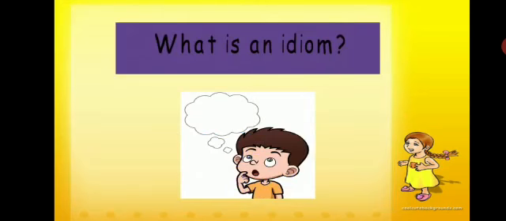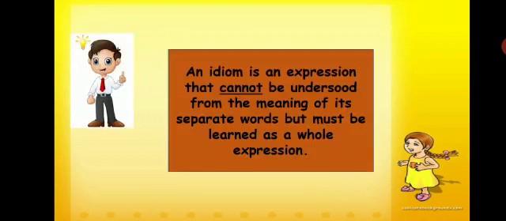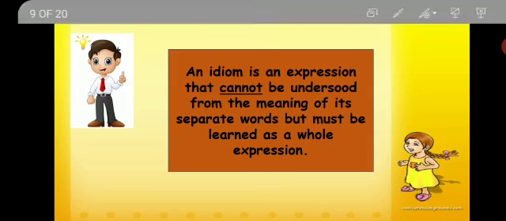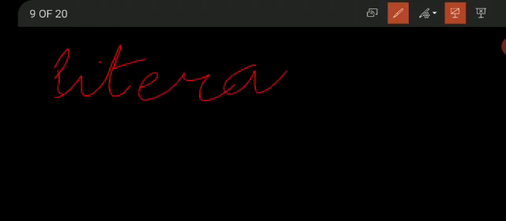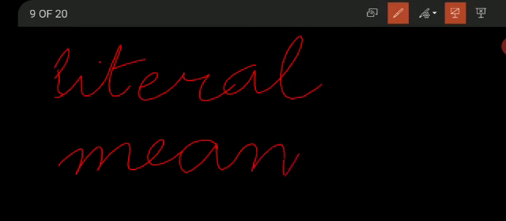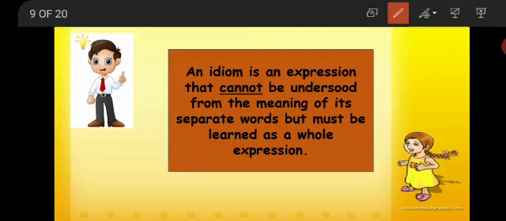Okay, students, what is an idiom? Can anybody guess? Okay. An idiom is an expression that cannot be understood from the meaning of its separate words. It means that it can't be understood from its literal meaning. This type of figure of language contains another meaning. So whenever it is used in a sentence, the words are not showing the literal meaning as separate words. They are considered as a whole and they carry a whole meaning.